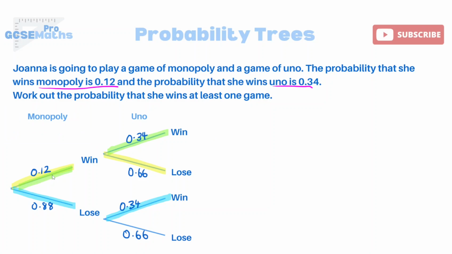So now what we're going to do is work them out. Let's do the green one first. So win and win. Again, as I said before, it's always multiply when you're jumping between the branches in a probability tree. So to win Monopoly, that's 0.12.